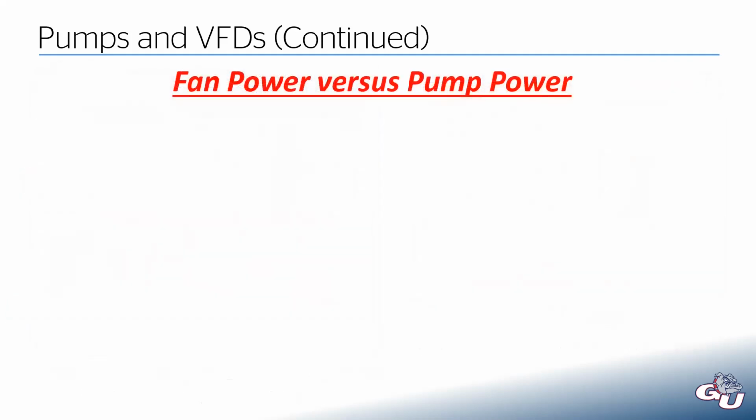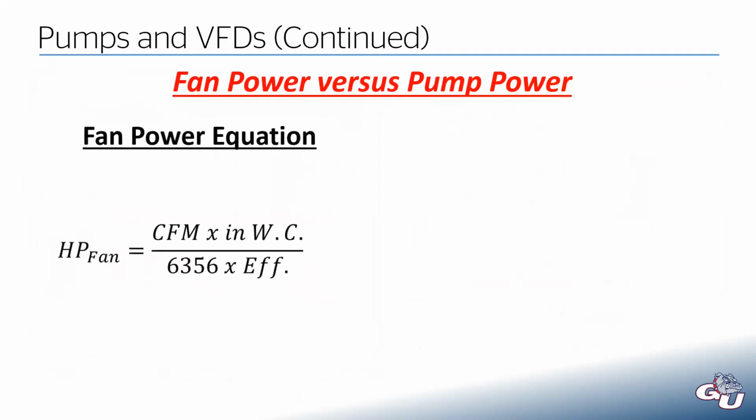Let's talk about the horsepower equations. So, fan power versus pump power. We know our fan horsepower equation: CFM times inches water column divided by 6,356 times the product of all of our efficiencies.